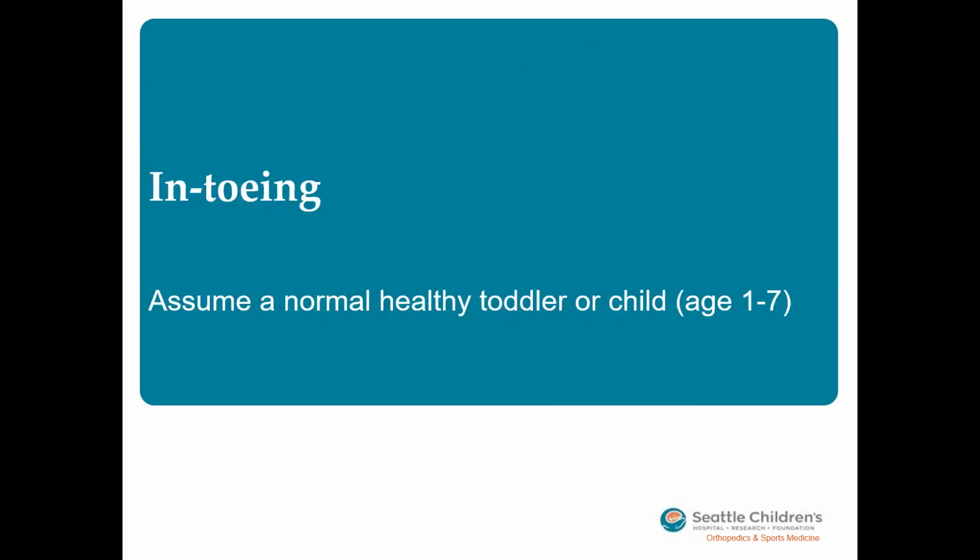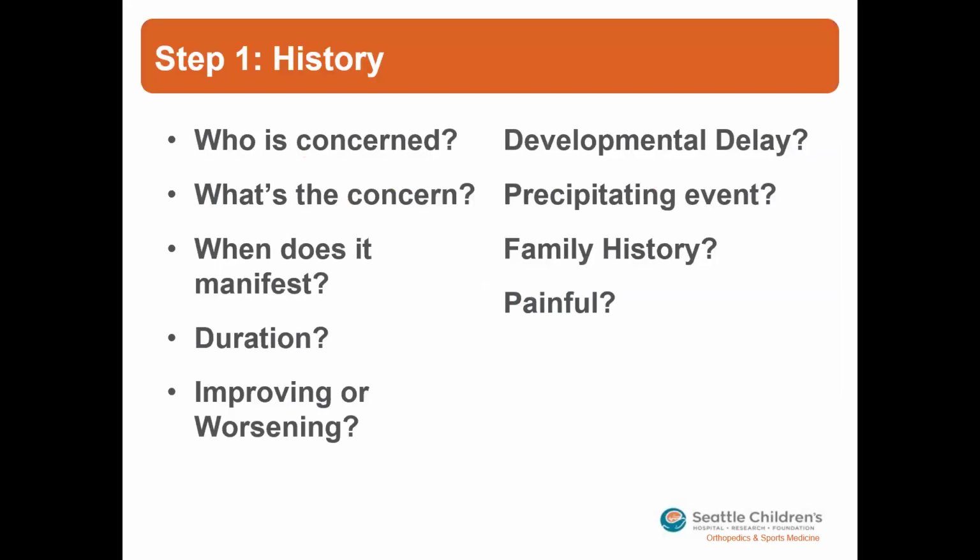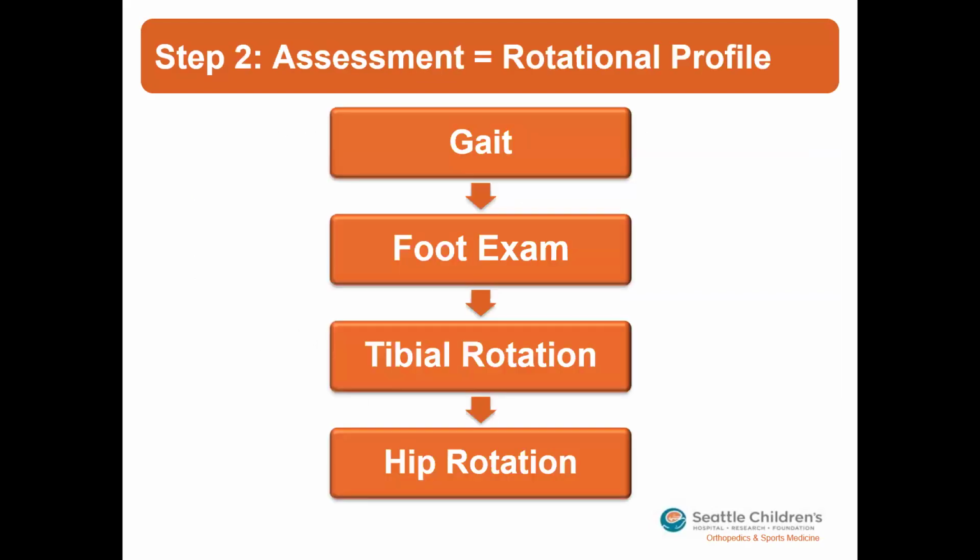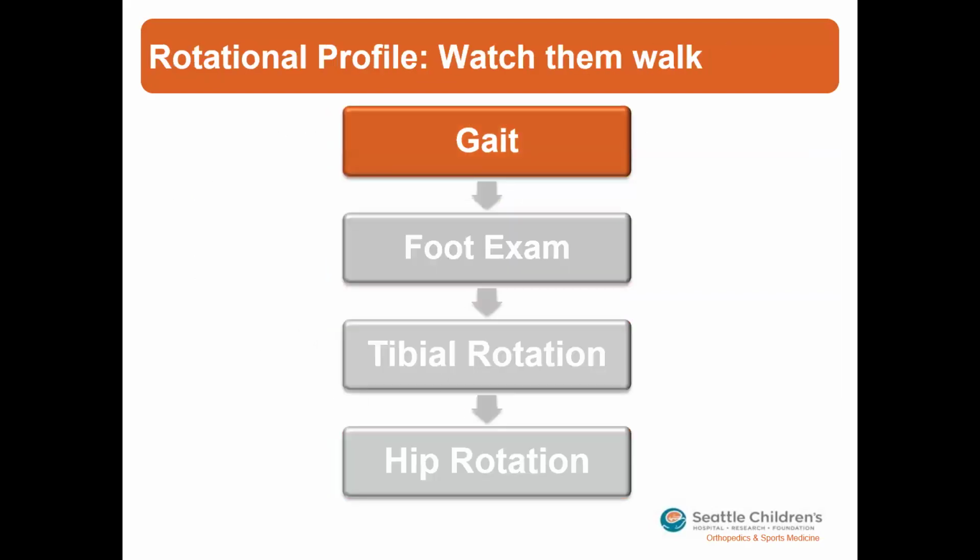So for in-towing, part of your history is who's worried about it. Is there family history? Is there pain? How long has it been going on? Is it worse? Basic questions in a history. We always start with a gait analysis.